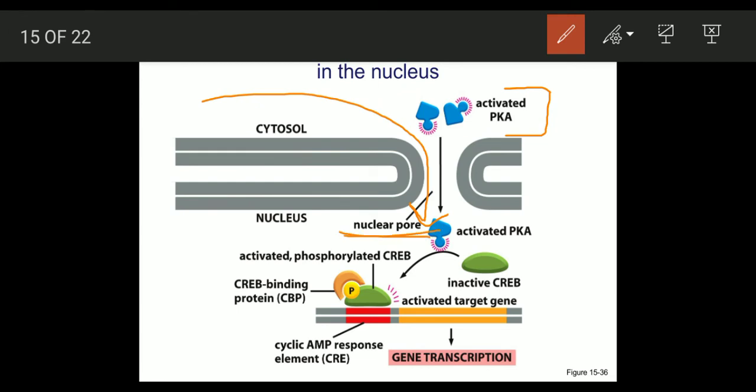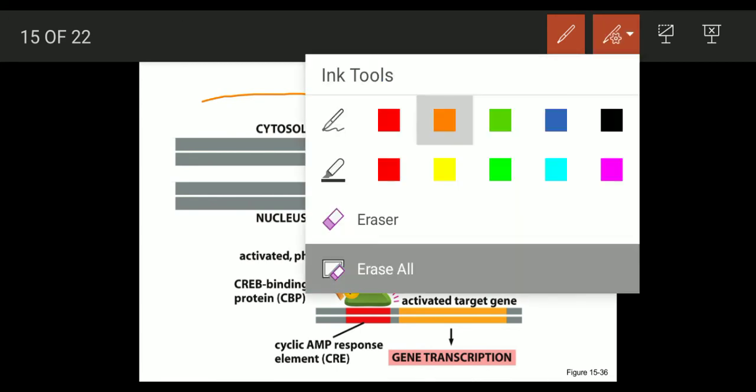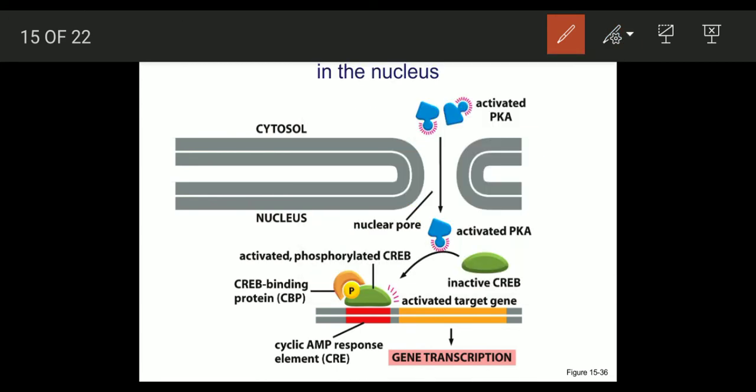It enters into the nucleus by the nuclear pores. After that, this activated PKA activates the inactive CREB present in the nucleus. CREB is actually the response element present in the target gene inside the nucleus. Now this CREB will be activated and phosphorylated by the action of this activated PKA.